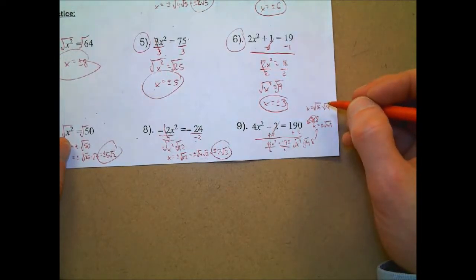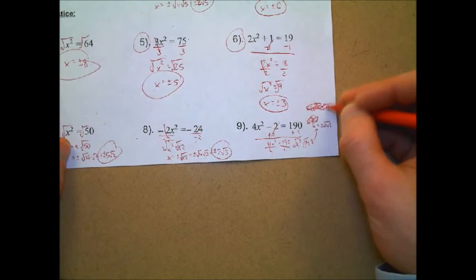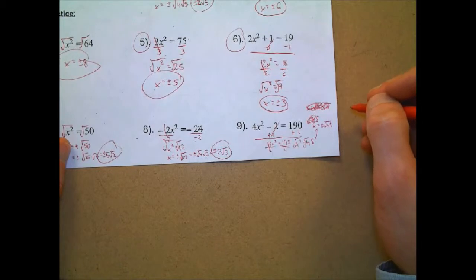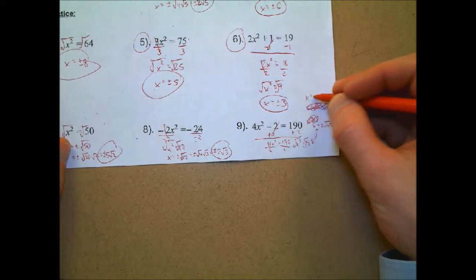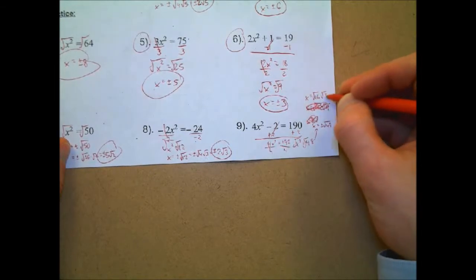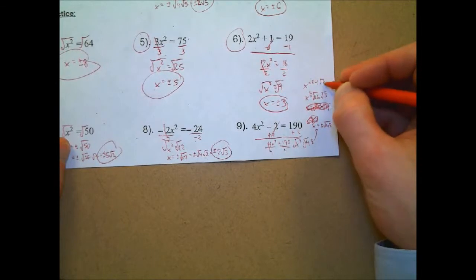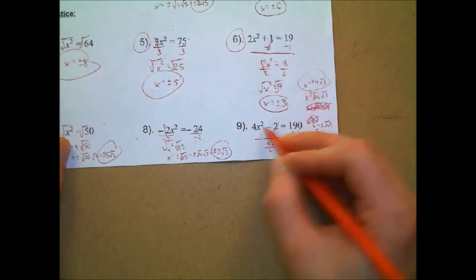No. 12 and 40? That's not a perfect square. It should be 16 and 3. Thank you, that's what it is. Just strip it out. Yeah, and so it's going to be x equals plus or minus 4 root 3 there for number 9. Okay. All right.